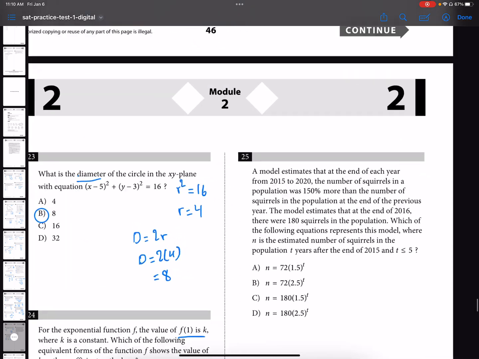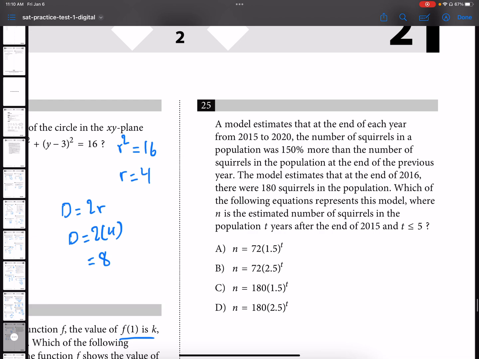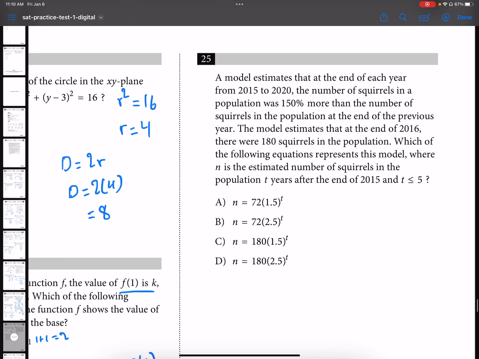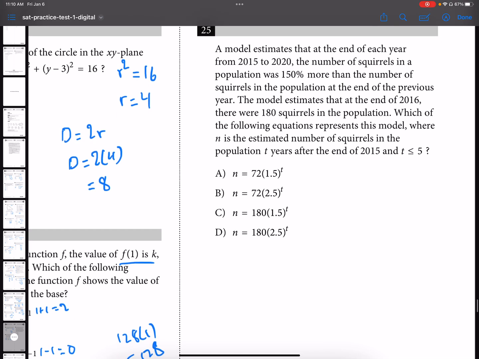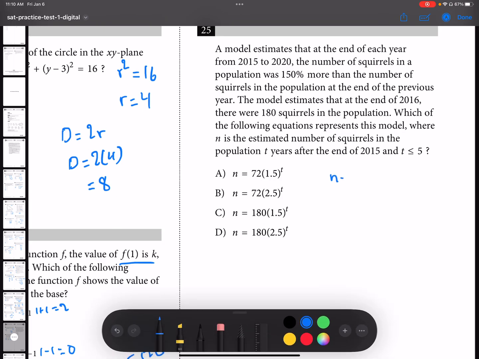Okay, number 25. The model estimates the end of each year from 2015 to 20. Okay, this problem, basically, we're finding the equation for this. Now, I'm going to first represent this with 150% each year, and then we have this. So N is equal to A times 1 plus p over 100, to the power of t.